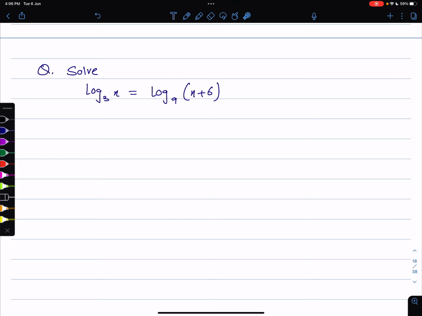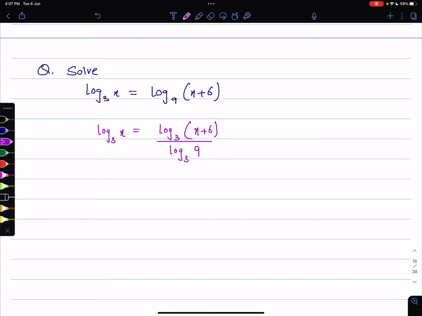Log 3 of x equals log 9 of (x plus 6). Now we can see that we have different logs, and it's better to apply the change of base rule so that we can have same base logs to solve the equation. So I can change log to the base 9 of (x plus 6) by introducing a new log to the base 3. So log 3 of (x plus 6) divided by log to the base 3 of 9, and this is equal to log to the base 3 of x.